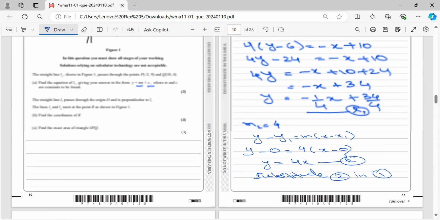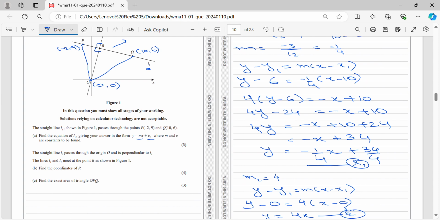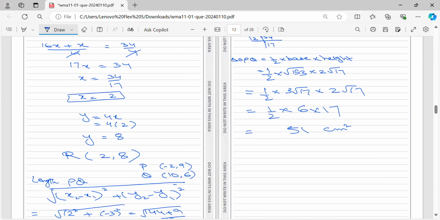Alright, let me check. Is it centimeter or what? Unit squared. Okay, so let's erase it. Nothing is given here, so let's write down unit squared.